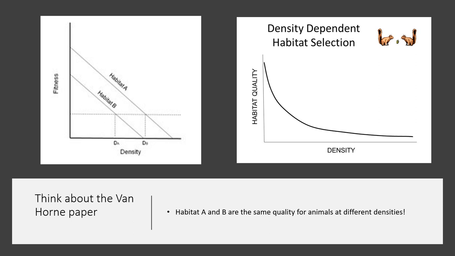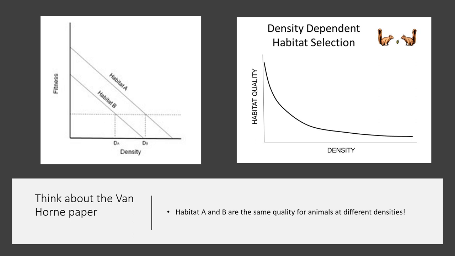To go along with that concept, density dependent, all we're talking about is things change as you change the density of animals in the given habitat. So habitat quality itself, this is just kind of showing you that. At a low density of animals, maybe they're fighting, we've got squirrels fighting over acorns. When there are only a few squirrels, habitat quality may be very high. But as you add squirrels, you enhance competition for those resources, as you add density, that habitat quality declines.